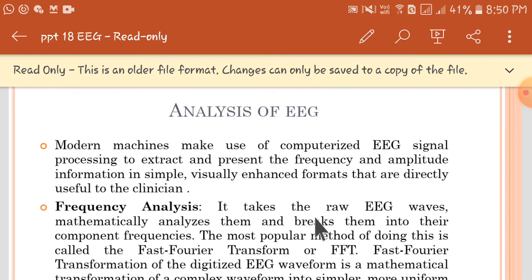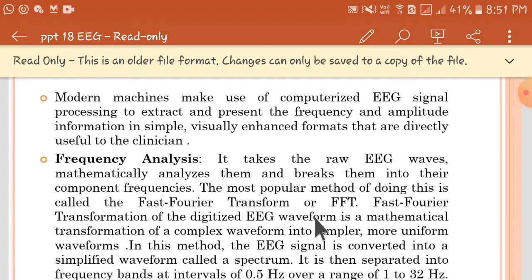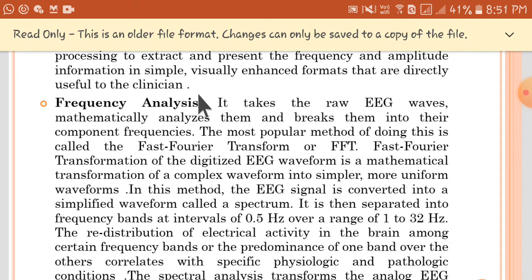Next we are going to discuss the analysis of the EEG signal. From the EEG signals we can take the frequency and amplitude information, which can be used by the physician for diagnosis. First of all we will see how the frequency analysis is done.